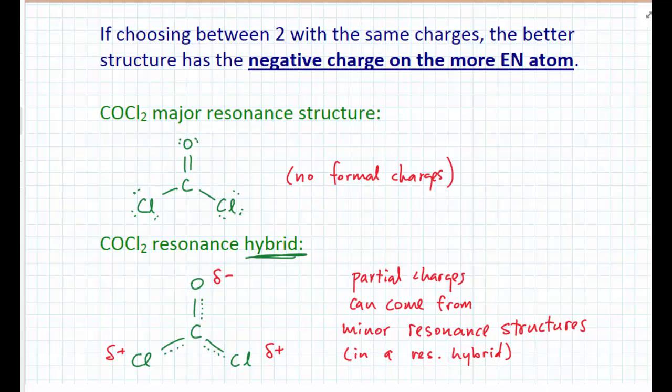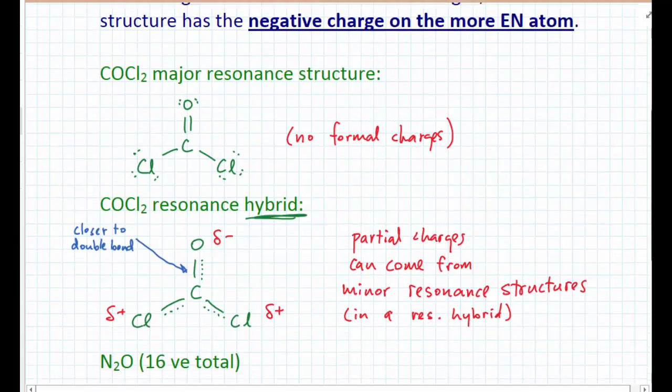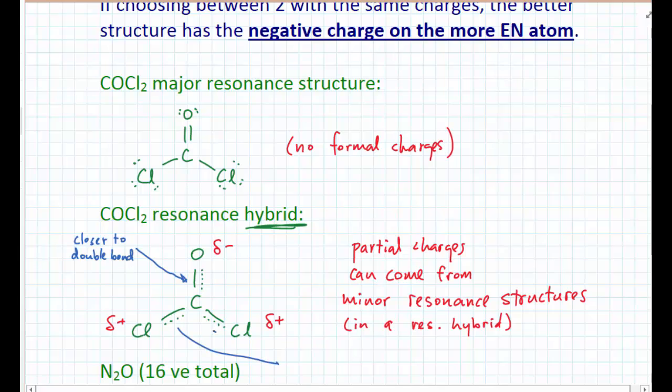There's no official way of writing this, so let's just make a couple little notes here. This is closer to a double bond. These two are closer to single bonds.